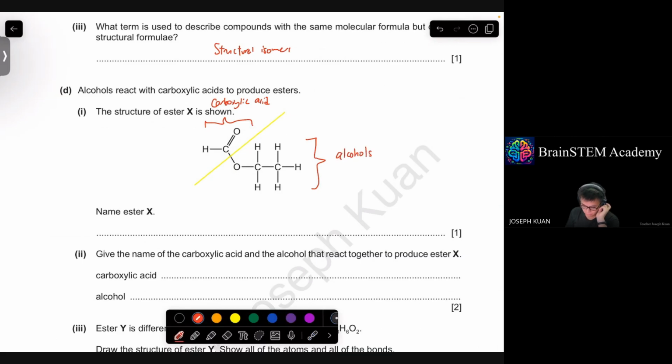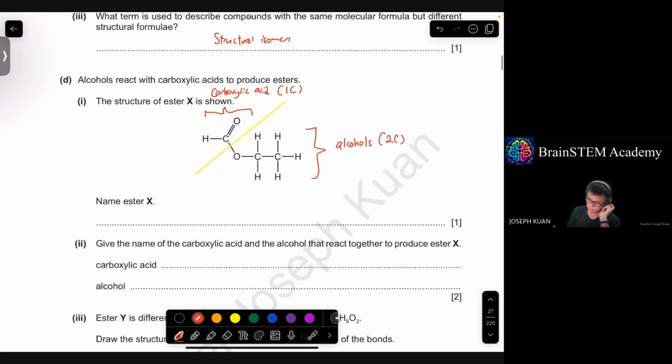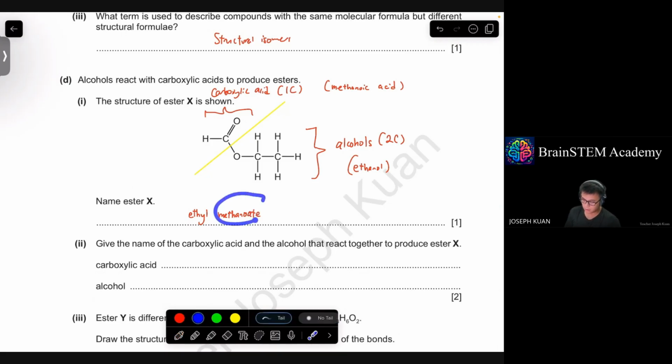So with that said, as you can see, this is a 2 carbon alcohol. This is a 1 carbon carboxylic acid. So this one will be ethanol originally and methanoic acid originally. Combining them together to form an ester, there will be ethyl methanoate. The first name originates from the alcohol. The last name originates from the carboxylic acid.